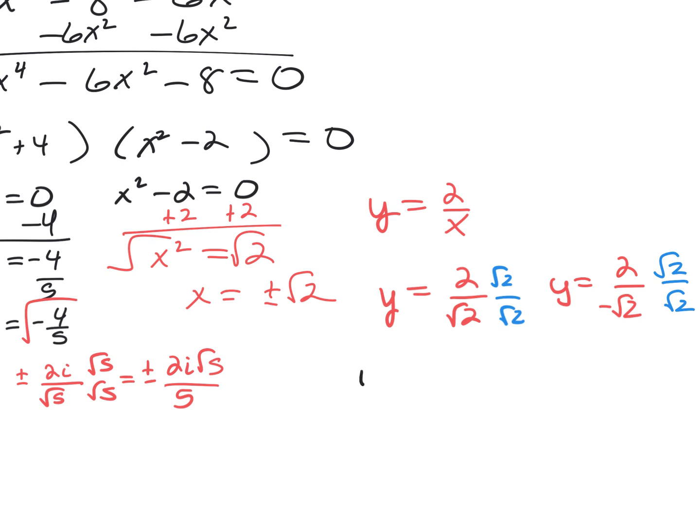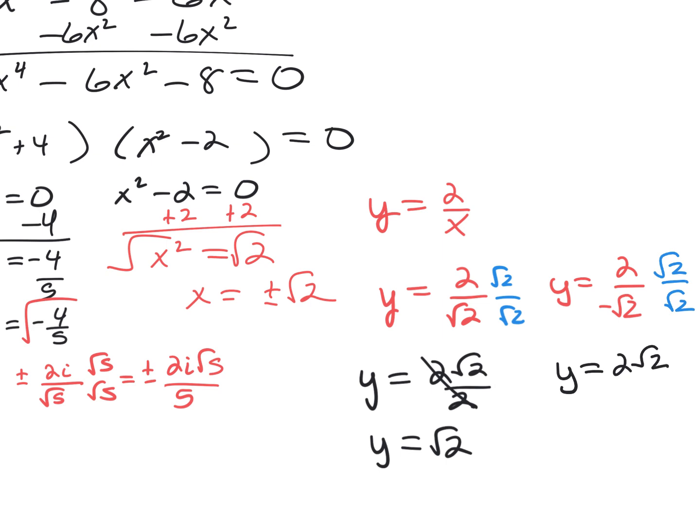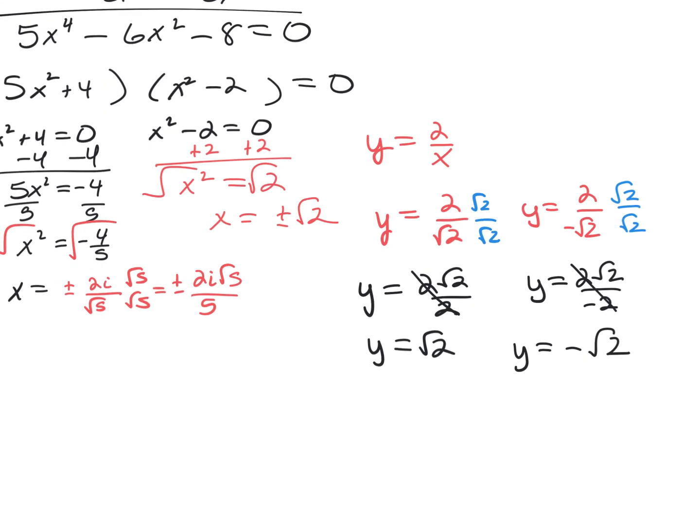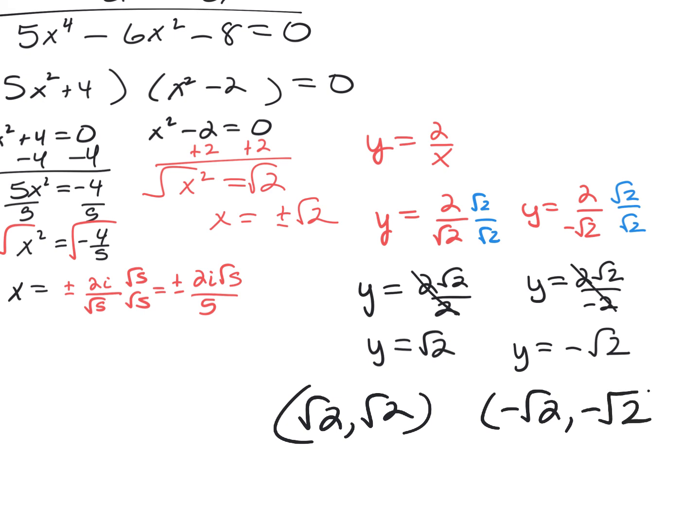So then this first one is going to give me y equals 2 root 2 over 2. The 2's cancel. This one's a positive root 2. This will give me 2 root 2 over negative 2. Again, it'll cancel. So negative root 2. So the two real solutions are going to be square root 2 and negative square root 2. These are the real solutions that you would enter in WebAssign.